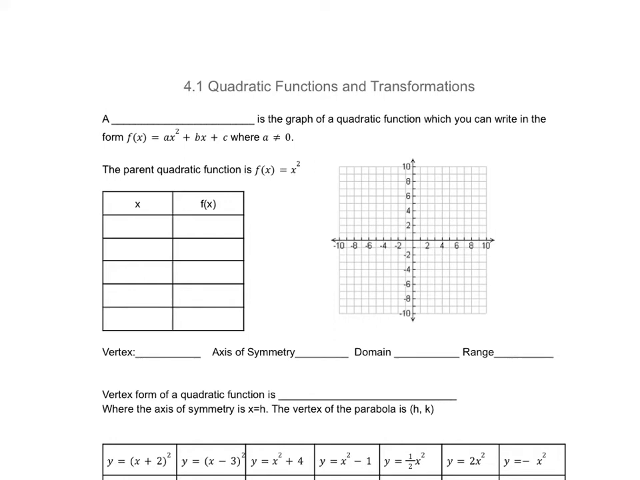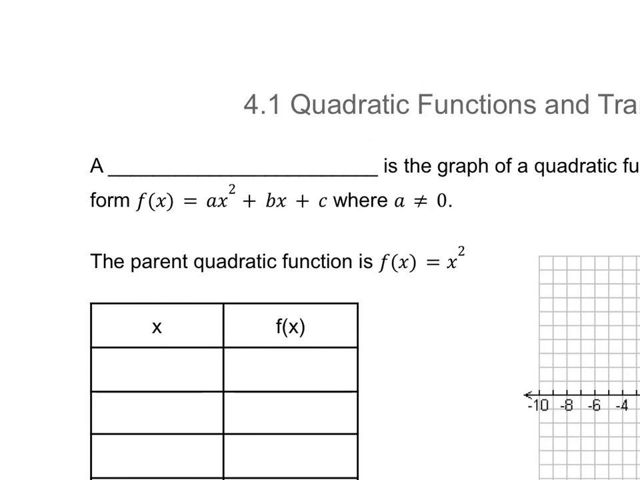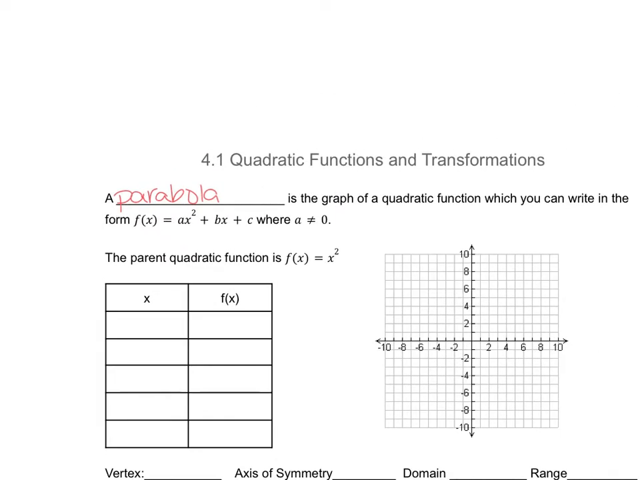All right, so let's start Unit 3 off with graphing parabolas. So let's start by saying a parabola is the graph of the quadratic function, which you can write in the form f of x equals ax squared plus bx plus c. AKA there's up to 3 terms, and there has to be an x squared in the first term, or in one of the terms, I should say.